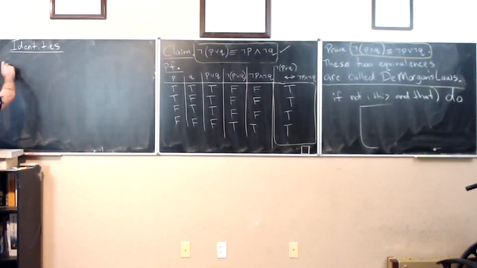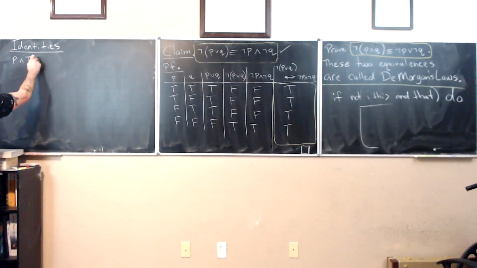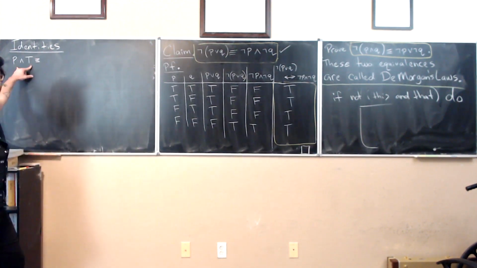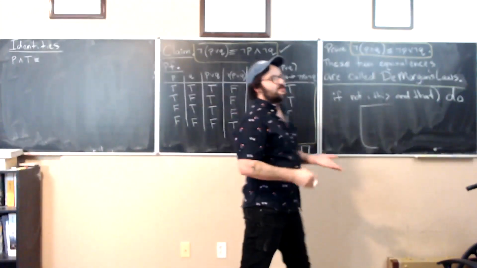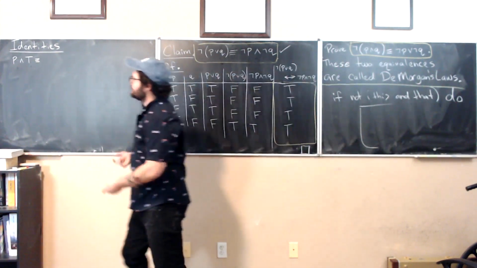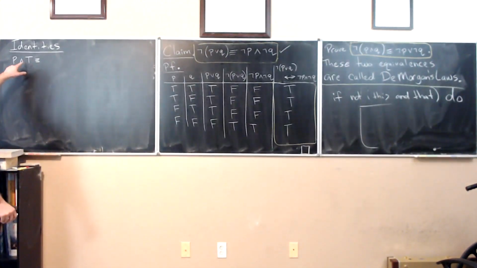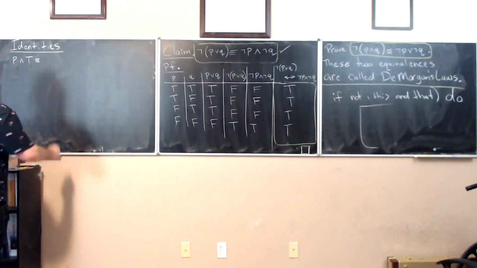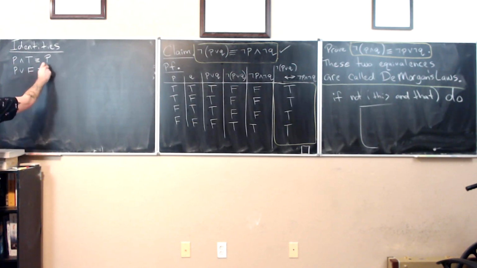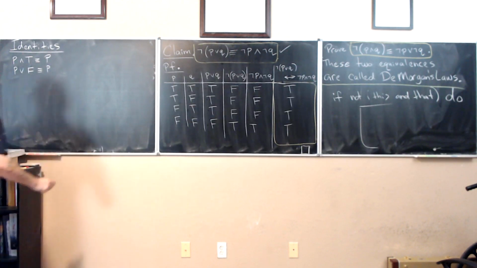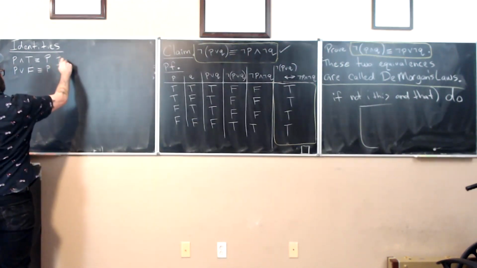Okay, so we have P and true. This is not a tautology, it's not a contradiction, it is a contingency, because the truth value of this conjunction depends on P, which means that the truth value of this conjunction really is the same as P. And in a similar fashion, P or false, we already talked about this one, that's simply going to have the same truth value as P. And these are called the identity laws.